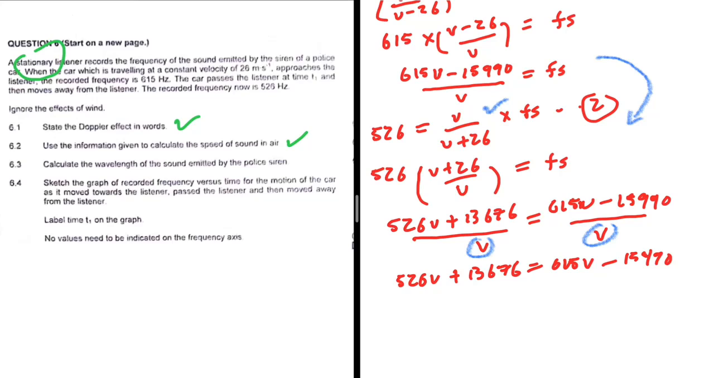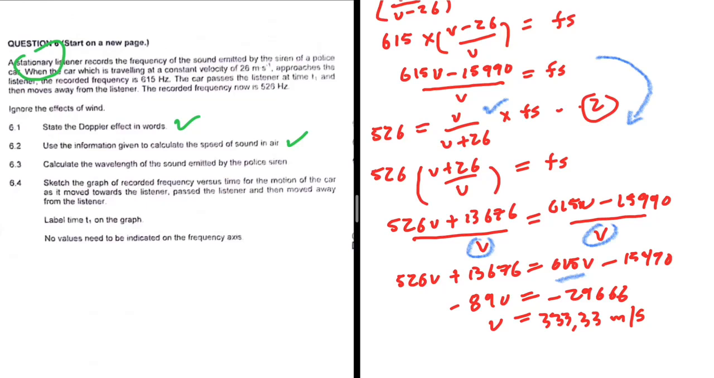Let's take these to the other side. So 526 minus 615, that is minus 89V, being equal to minus 15,990 minus 13,676. That is equal to minus 29,666. So V is equal to, we divide that by minus 89. Let's take a look. I'm getting 333.33 meters per second. That is not a bad value for the speed of sound in air.